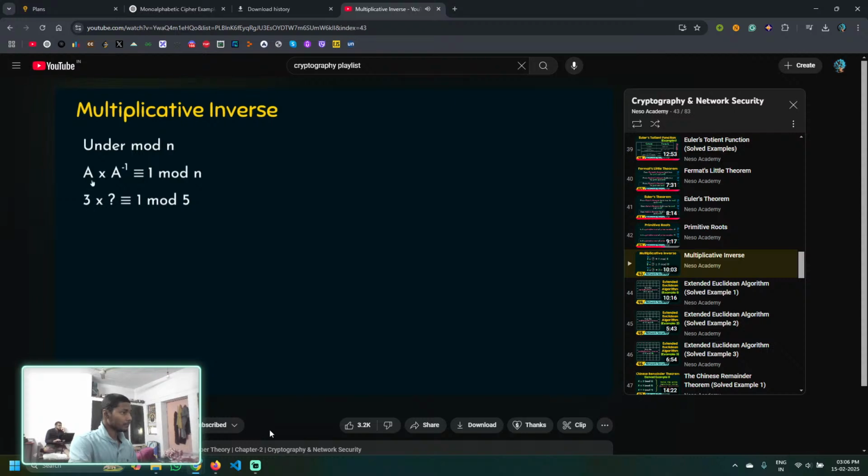So what do you mean by this? I already told you, when you have a number, and that number is multiplied by its inverse, we will get 1 as the remainder when this product is divided by n. Similarly, when we have the number 3, and this 3 is multiplied by its inverse, then the whole product, when it is divided by 5, we should get 1 as the remainder.